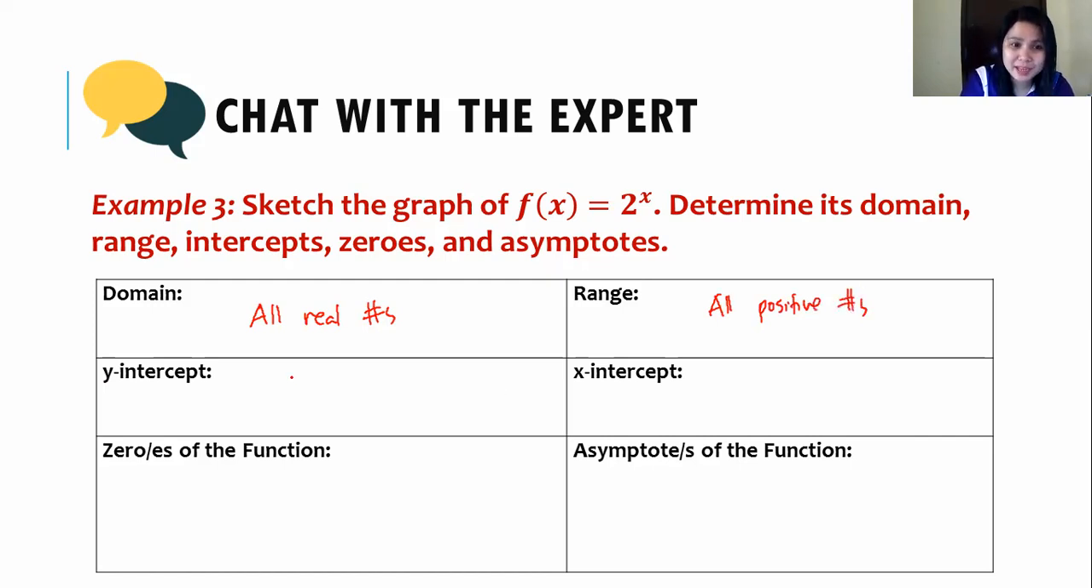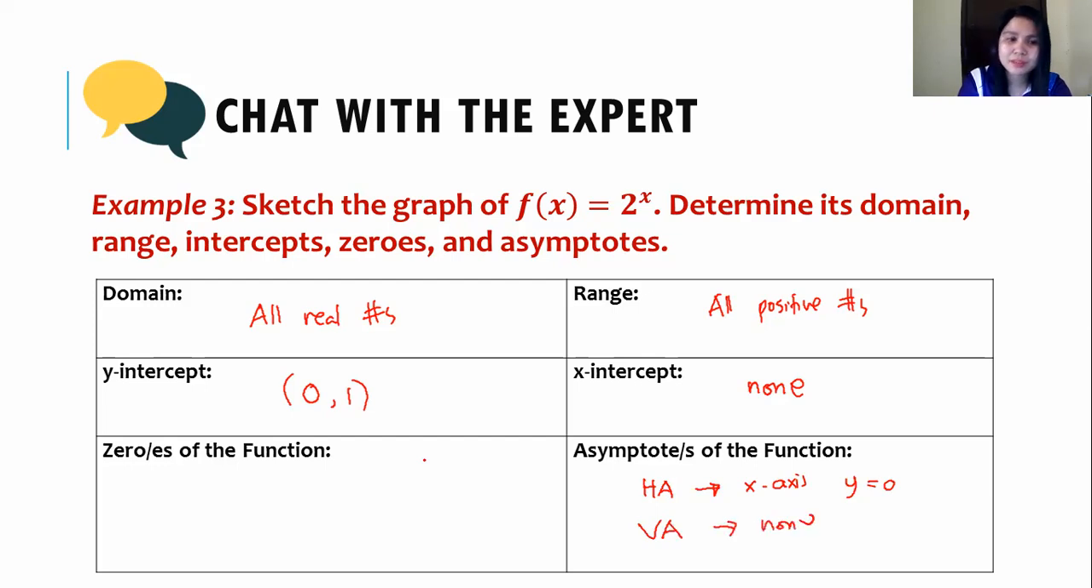Now, what's the y-intercept? It only passes by 0, 1. How about the x-intercept? Remember, it will never cross the x-axis. So, none. And our x-axis is our horizontal asymptote. We say that's y equals 0. There is no vertical asymptote. And since it will not cross the x-axis, then there are no zeros. Any questions?